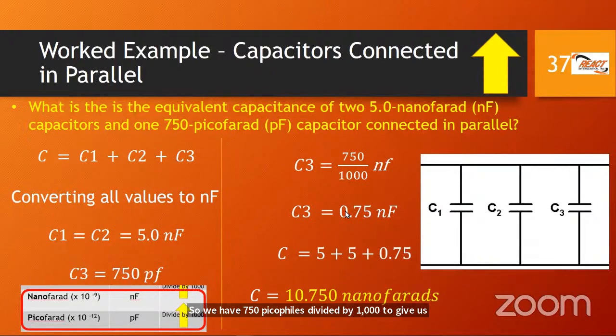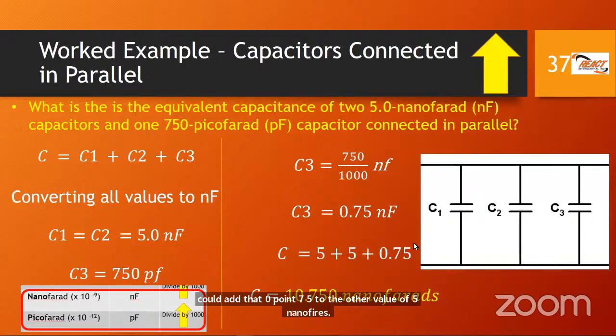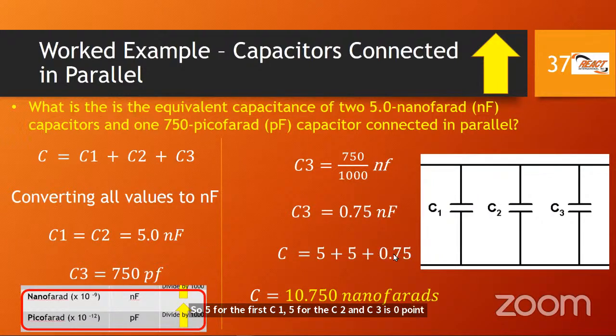So now we could add that 0.75 to the other value of 5 nanofarads. So 5 for the first C1, 5 for the C2, and C3 is 0.75 nanofarads, right? We have to have nanofarads. We could not have left it as picofarads.